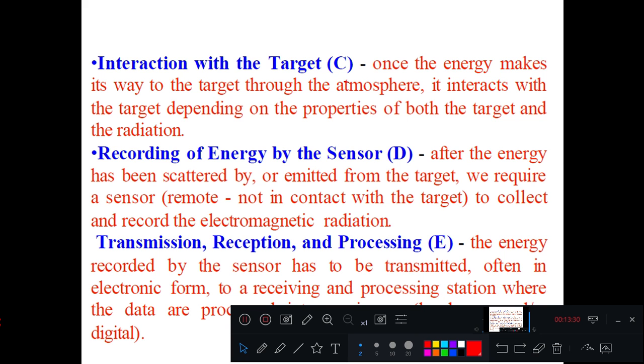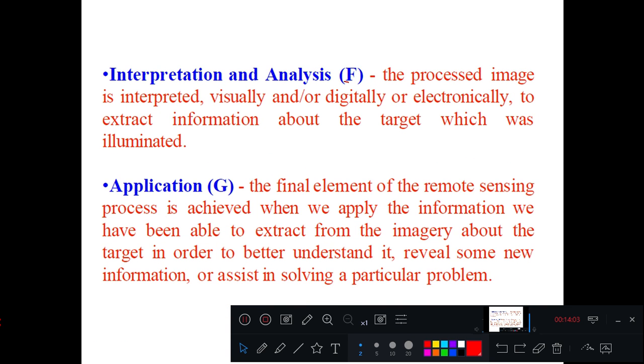That sensor will collect and record the electromagnetic radiation, and then the transmission, reception and processing of the information take place. The energy recorded by the sensors has to be transmitted, often in electronic form, to a receiving and processing station where the data are processed. Finally comes interpretation and analysis, that is, the processed image is interpreted visually, digitally or electromagnetically to extract information about the object under observation.